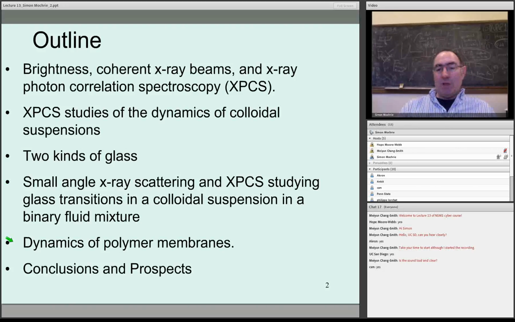XPCS can also be used to study the dynamics of polymers, and I'm going to talk a little bit about the dynamics of polymer membranes as realized in a couple of block copolymer systems, where there are membranes built out of one kind of block suspended in a fluid, if you like, of the other kind of block. And then at the very end, I'll offer some conclusions and prospects for this technique of X-ray photon correlation spectroscopy.